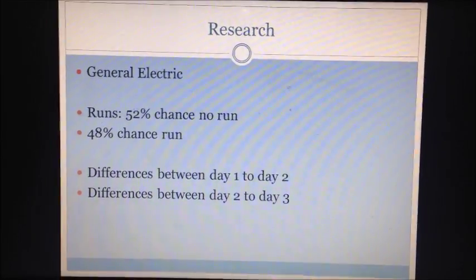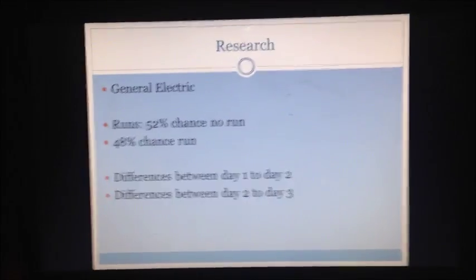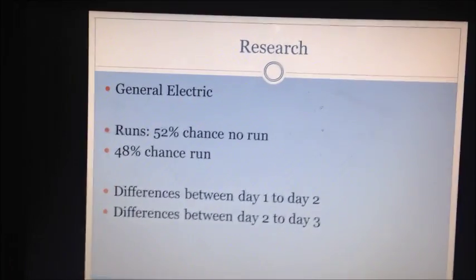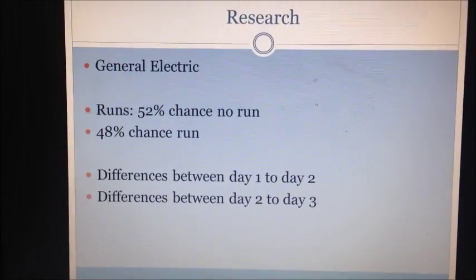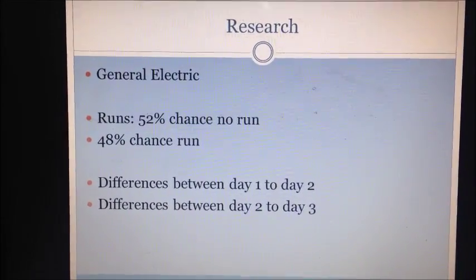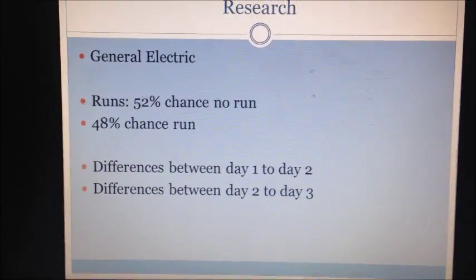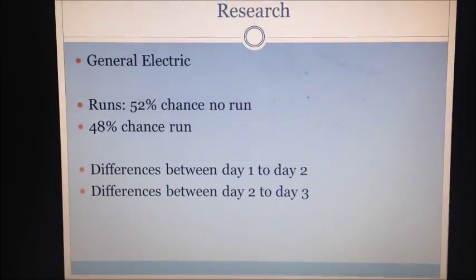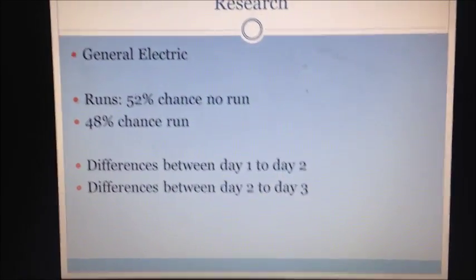I looked at the past 250 closing prices of the GE stock, and I found that there's a 52% chance that there was no run within the stock prices. There's about a 48% chance that there was a run. So to me, it seems like it's kind of a 50-50 chance that there will be a run or not, whether it will continue to increase or continue to decrease.